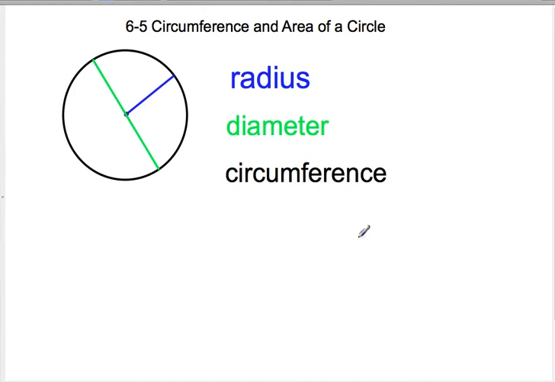The circumference is the distance around the outside, similar to the perimeter of like a rectangle or square. So the circumference is the perimeter of a circle.